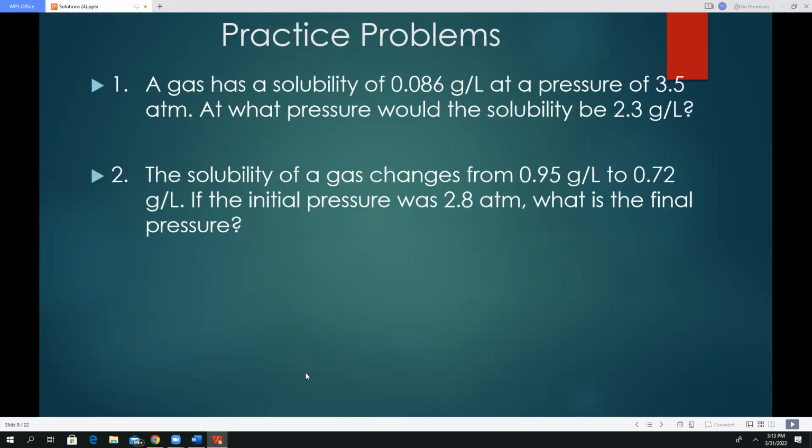Here are some practice problems for you, and these are also your problems in your assignment. You can try them right now if you want. You will have them for your assignment if you do them now, and if you don't do them now, you still have them for your assignment. So either way, you have to do them. So try doing those.